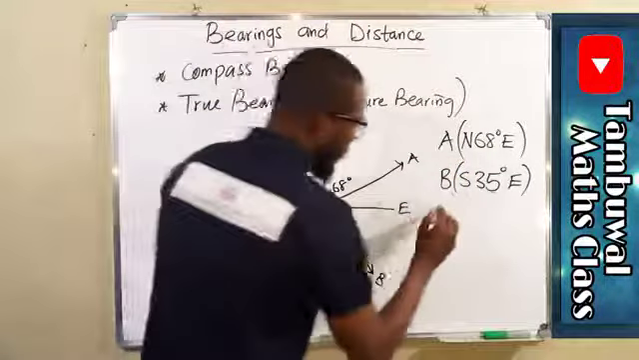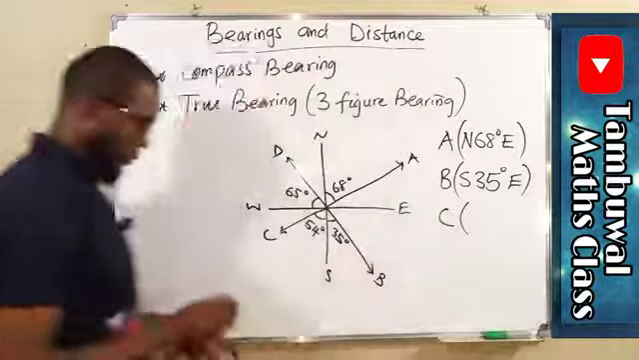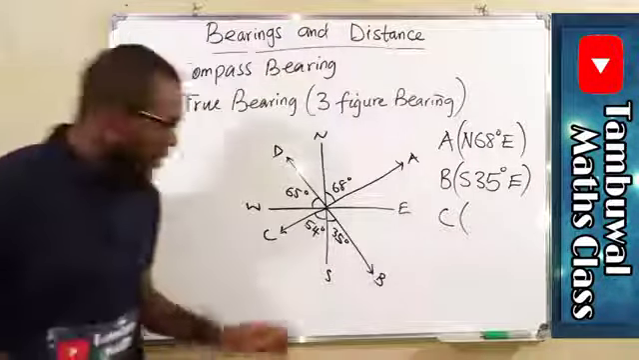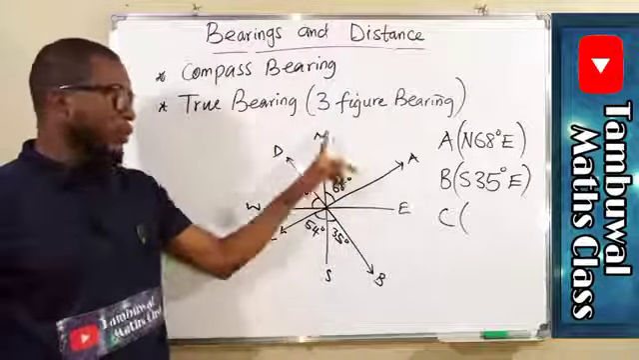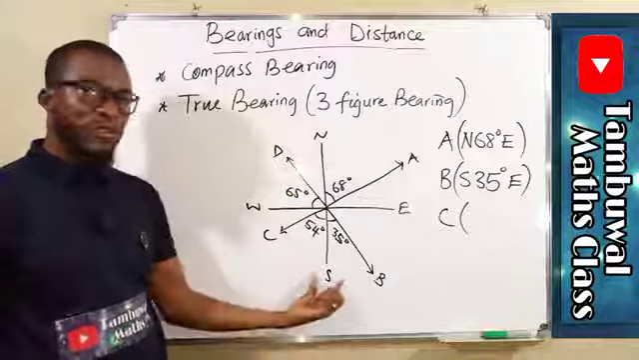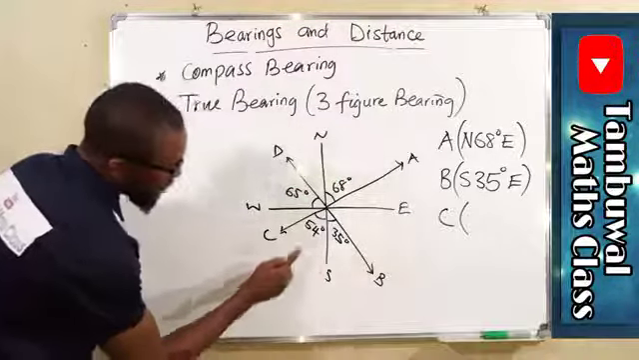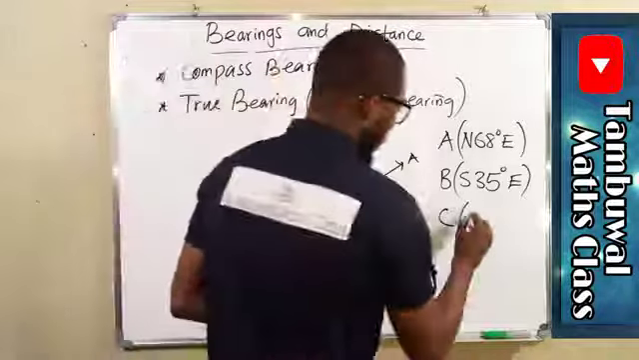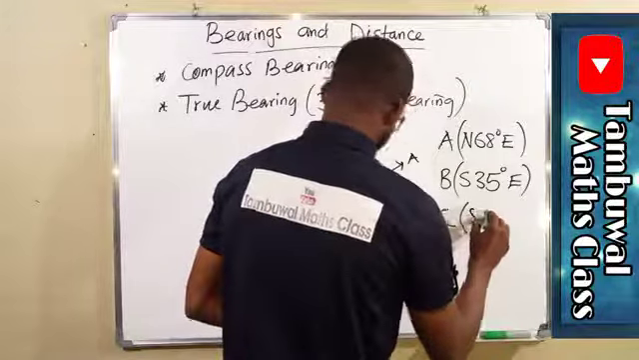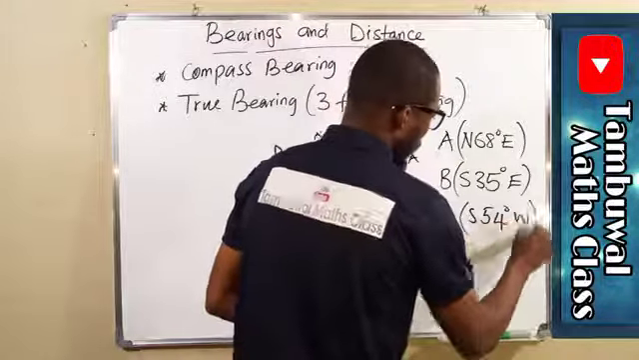Then moving on to C. You can see that C is also closer to south compared to north, and we have to consider this. So we say south 54 degrees west. South 54 degrees west.